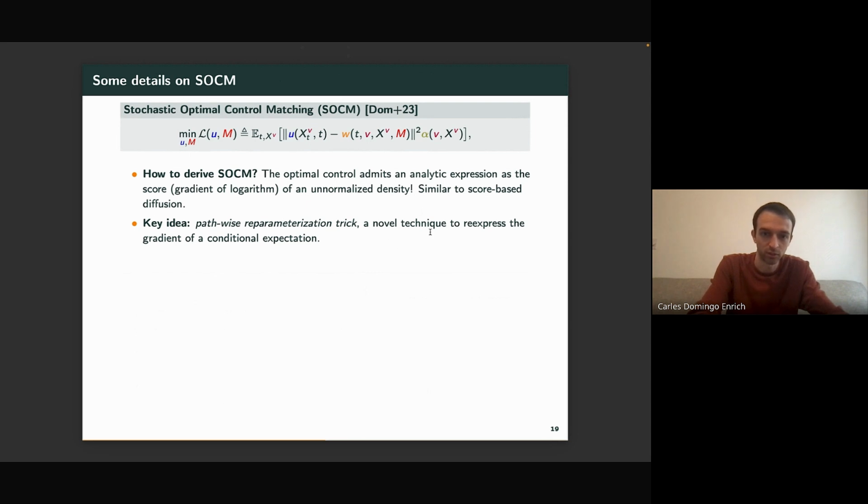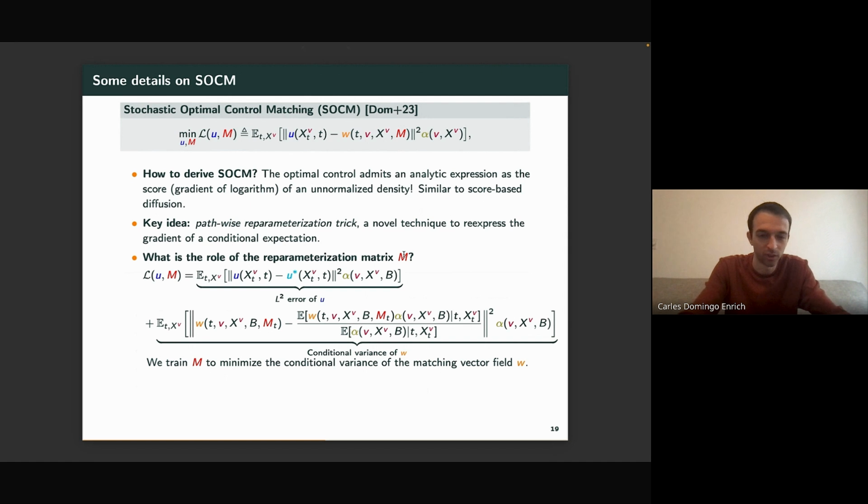This is a novel technique to express the gradient of a conditional expectation. This is where the matrices M will show up. Why do we have M? Why are we even optimizing this matrix M? To understand that, it's nice to re-express our loss as a sum of two terms. The first term is really the L2 error of U. This is something that you've already seen, although in this case it's expressed in terms of this arbitrary process XV. But this is essentially how far U is from the optimal control U star.